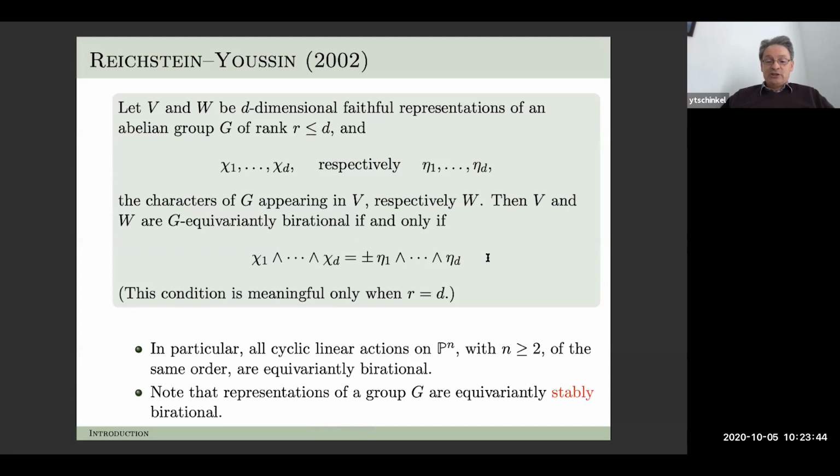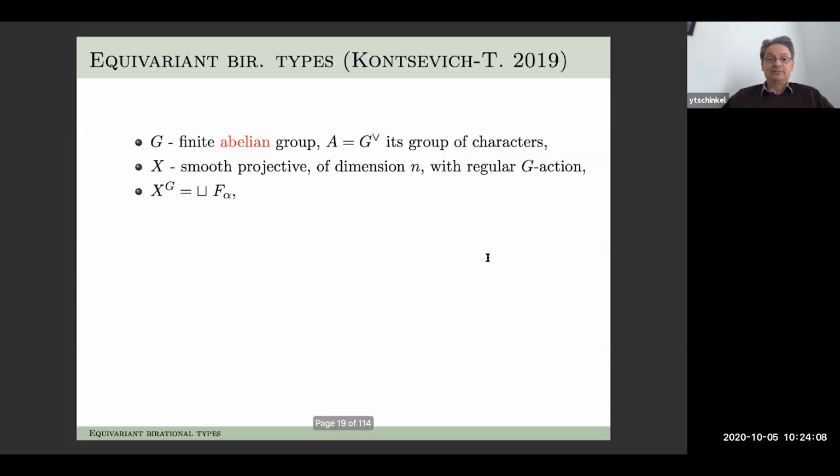Now, I should also mention here that if you take 2 representations of the same finite group G, abelian or non-abelian, then they're equivariantly stably birational. So when you apply this criterion of Reichstein and Youssin, you produce examples, representations of abelian groups that are stably birational, but not necessarily birational equivariantly. So the starting point for my work with Maxime was, can we introduce finer invariants of, let's say, actions of abelian groups? So now let's focus on abelian groups.